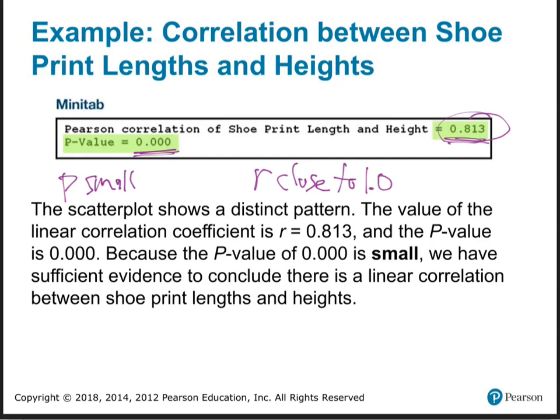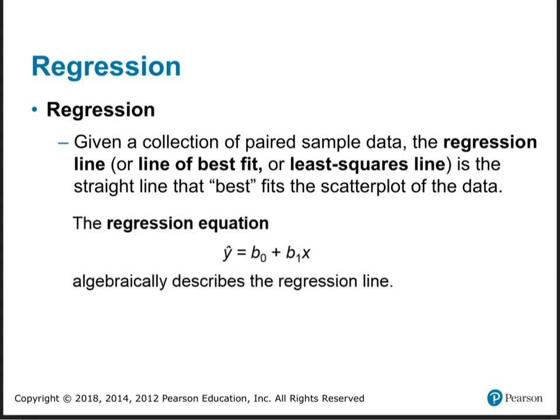R is closer to, positive means an upward slope. So if it was negative, it'd be downward. That's right. All right. Regression.